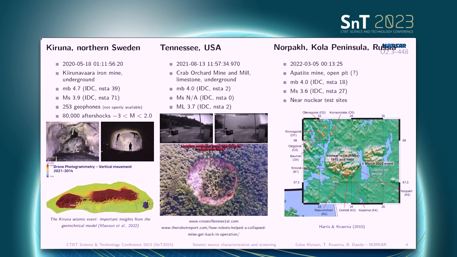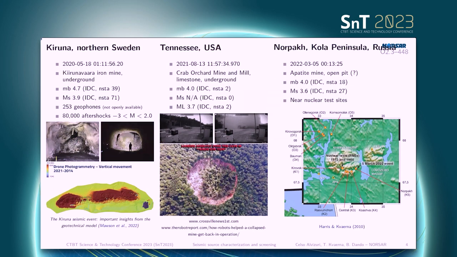The three events are the one in Kiruna, Sweden in 2020. It occurred at an active iron mine in the Kiruna-Vara region. The IDC reported a magnitude of 4.7 for this event and a surface wave magnitude of 3.9. This event was also widely observed in nearby geophones, which are unfortunately not openly available. In total, 253 geophones, so this is one of the best instrumented mines in the world. Unfortunately, not all the data is available.